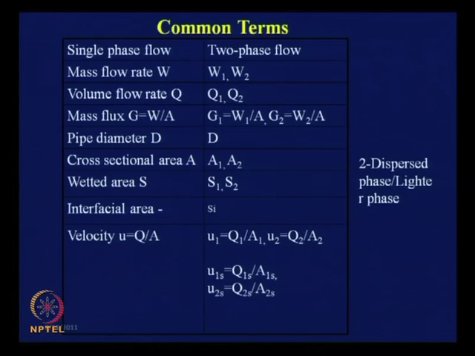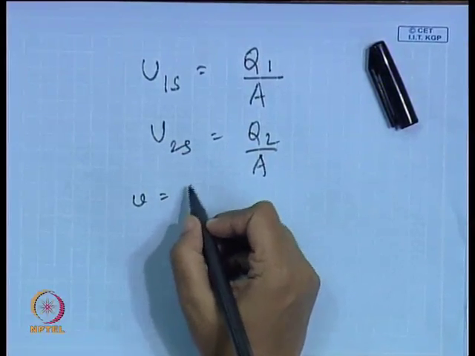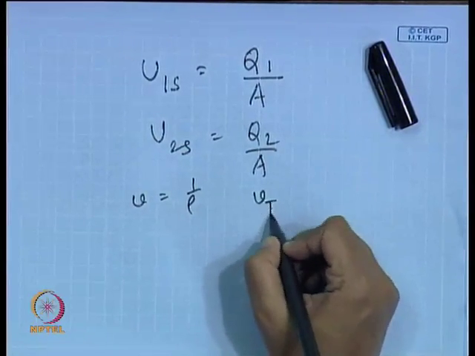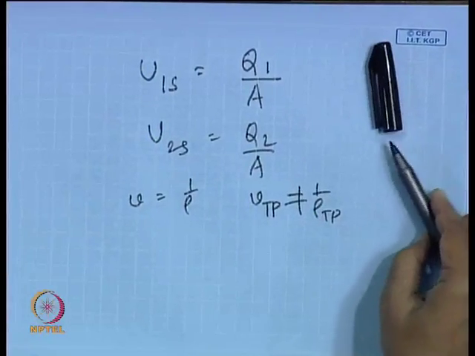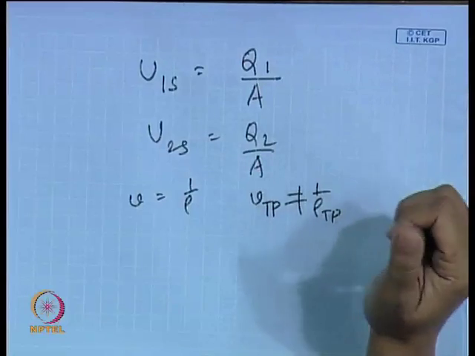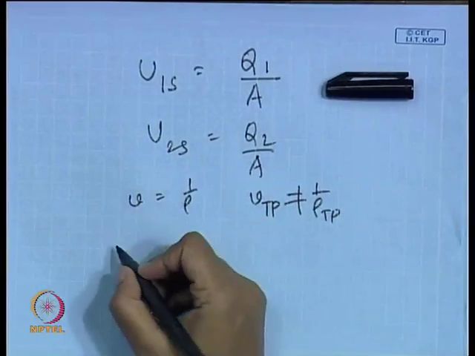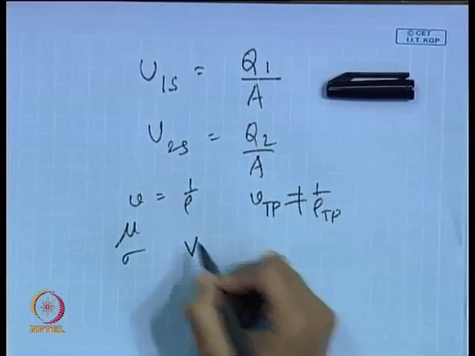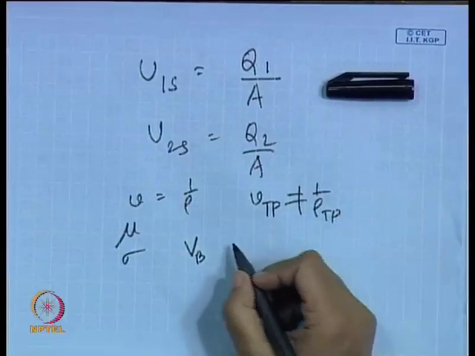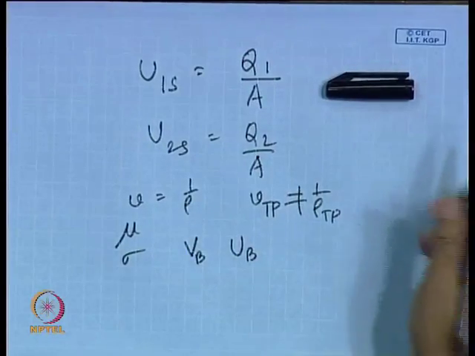Apart from these definitions, viscosity is referred to as mu, surface tension as sigma, volume as V. When it is a specific volume, it is small v, which is nothing but 1 by rho. So, in this particular case we have VTP, which is definitely not equal to 1 by rho TP. This I mention almost every class just because it is so very important. We have a mu, we have a sigma, and usually when we refer to bubbles, the bubble volume is referred to as VB, the bubble velocity as UB, and things like that.